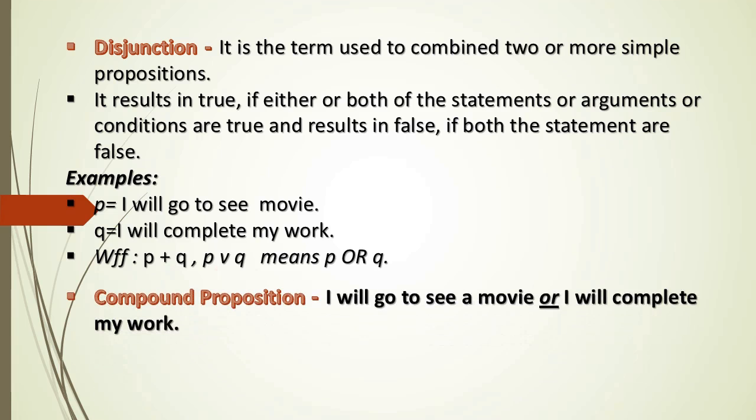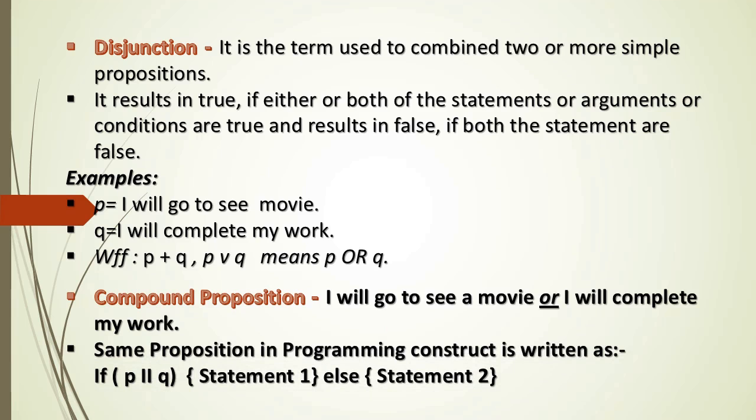Now we'll form a compound proposition. I will go to see a movie or I will complete my work. Now these two simple propositions are combined by the OR logical operator to form a compound proposition. In the OR logical operation, when both of the statements are true, the result will be true, or if any one of the statements is true, the result will be true.